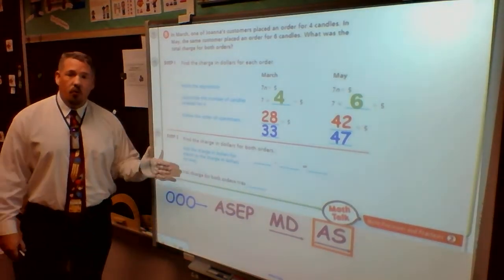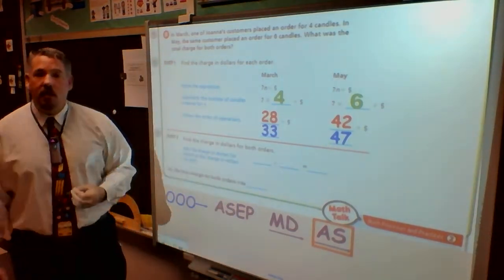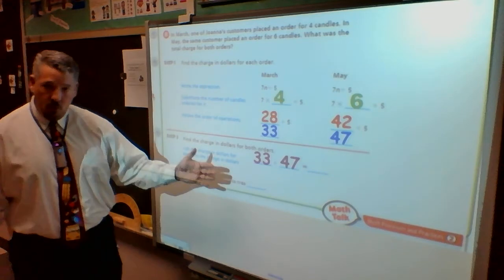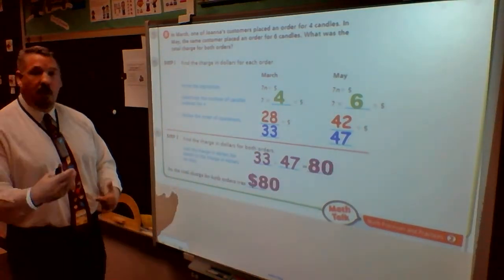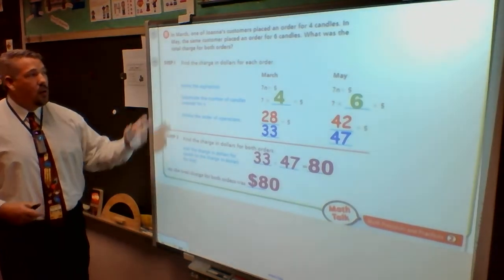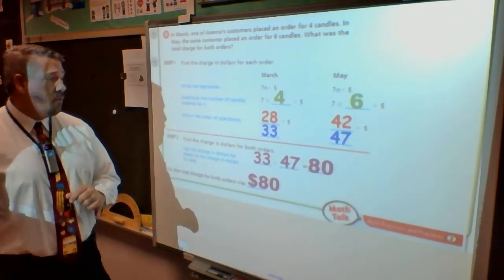But my total then is going to be those two amounts for each month added together. So I would take 33 plus 47. And 33 plus 47 tells me 80. So that customer in those 2 months spent $80 on candles.